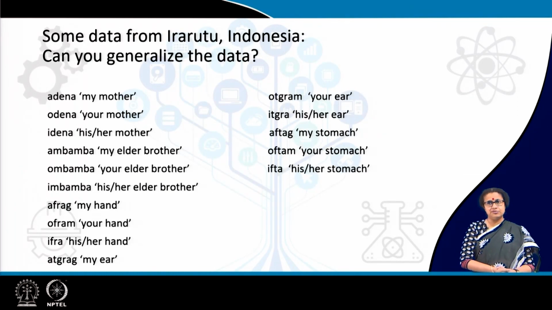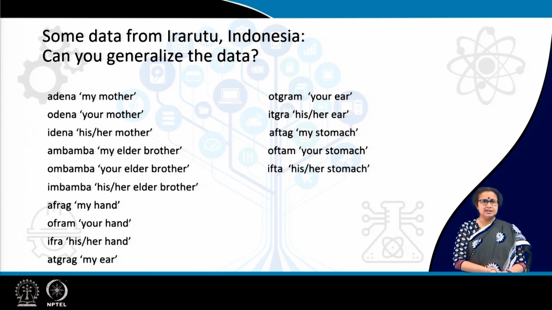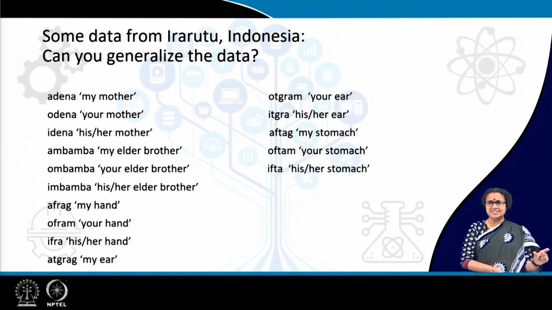Today I have a set of data for you that you can solve by yourself. This is not at all complex, and this is taken from a language called Irarutu in Indonesia. I will ask you to generalize the data. I am not asking you to name the different parts, we will be talking about these names later, but now our job is to figure out the different morphemes. We have the gloss or the meaning, because we cannot do anything without the meaning.